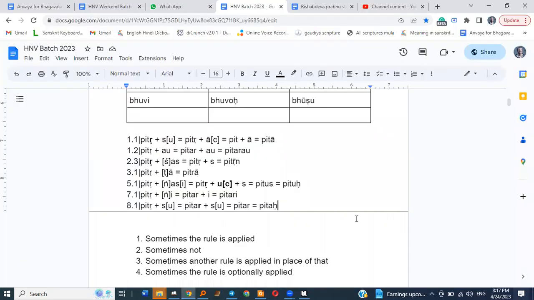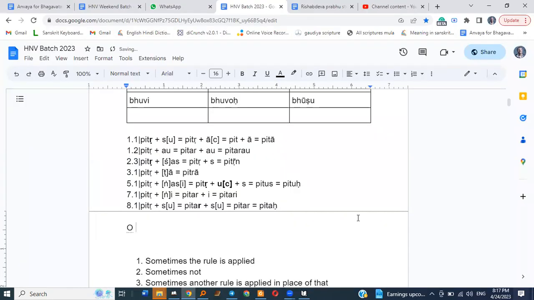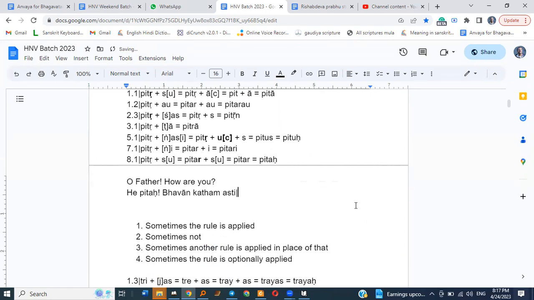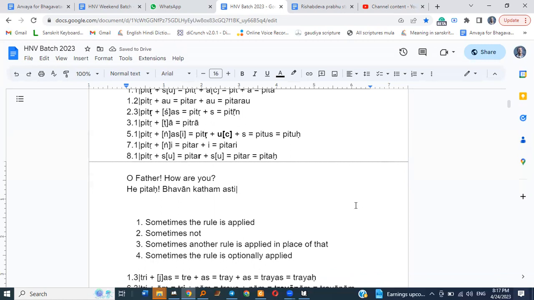Like for example, if you want to say, oh Father, how are you? Let's say. It will be: He Pitaha, Bhavan Katham Asti. So, He Pitaha, Bhavan Katham Asti. So, He Pitaha.